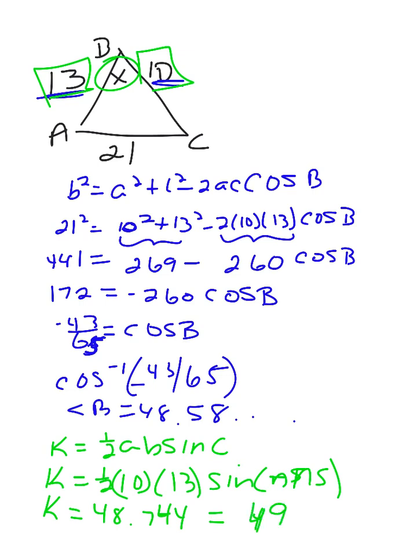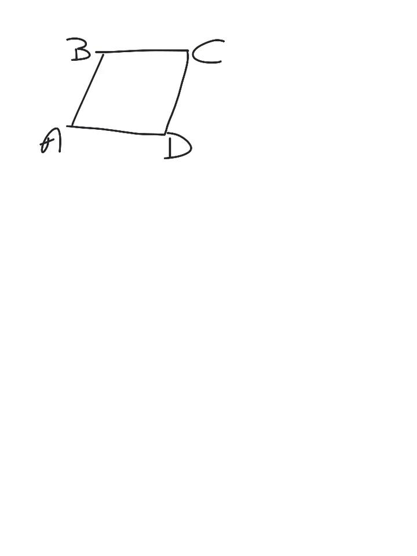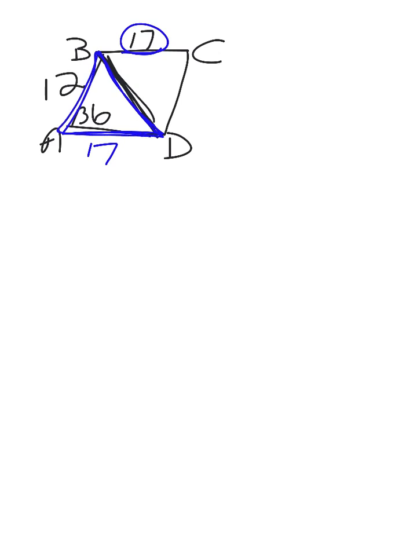Okay, so let's take a look at 4C. 4C says to find the area of a parallelogram, parallelogram ABCD, if AB is 12, BC is 17, angle A is 36. I'm going to use the diagonal to split the parallelogram into two congruent triangles. If this side is 17, this side is 17. So I'll find the area of one triangle and then just multiply it by 2.